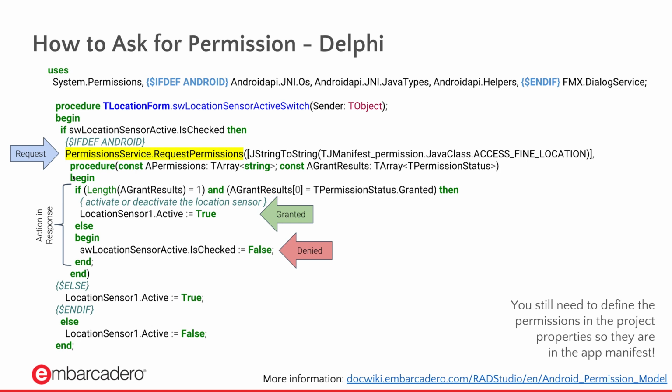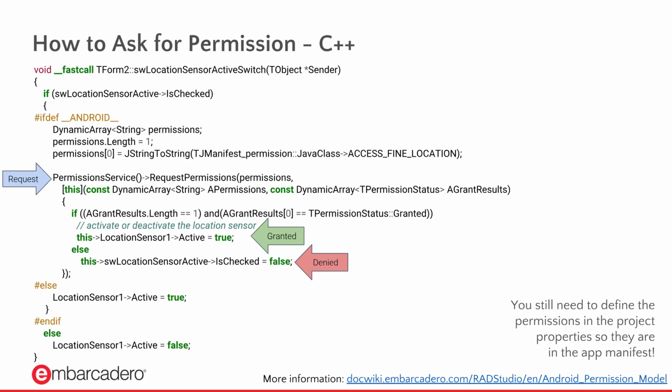Now, if it's not on Android, then we just turn on the location sensor, set it to active, and if the location sensor switch was turned off, then we just turn the location sensor off. And then here's the same code in C++. Same process you're going through, just with C++ instead of with Delphi.